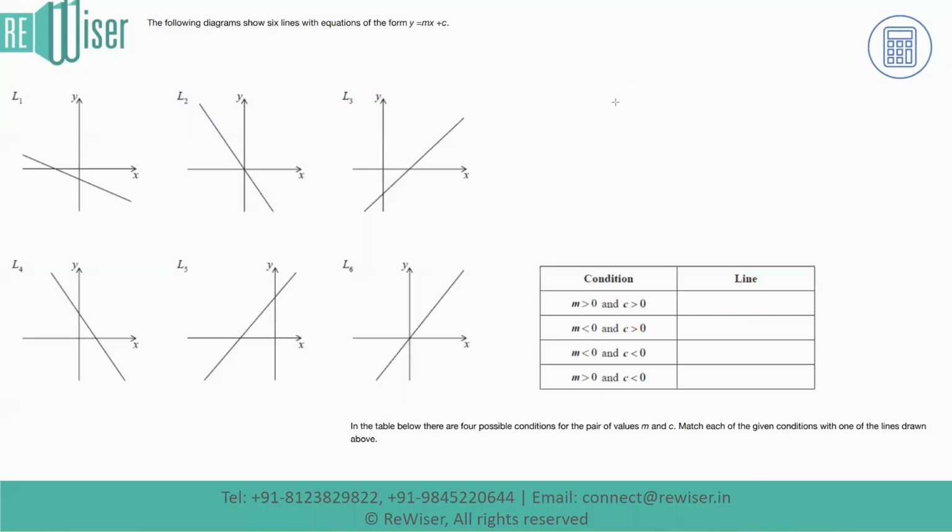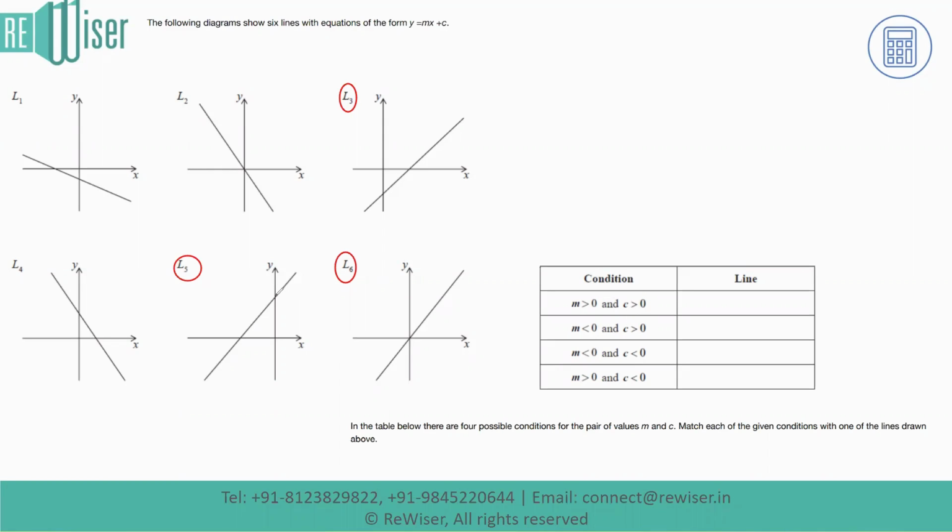First of all, which are the lines which have a positive gradient? That's clearly line 3, line 5, and line 6. So the lines are going upwards if you read the line from left to right, and that is why these 3 lines have a positive gradient. And out of these 3 lines, which one will have the positive y-intercept?